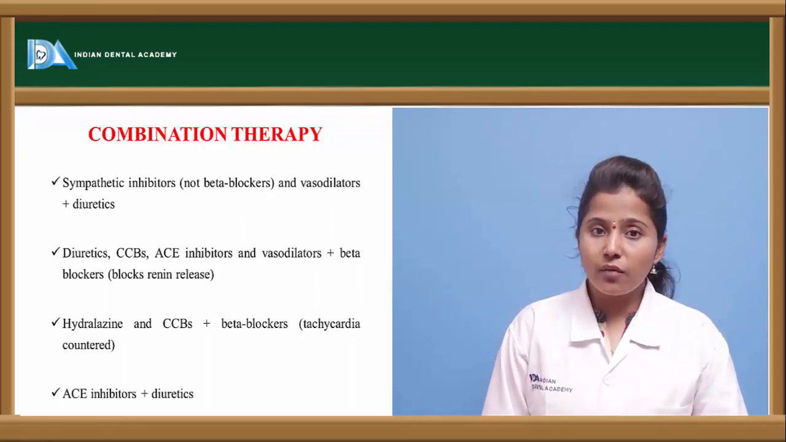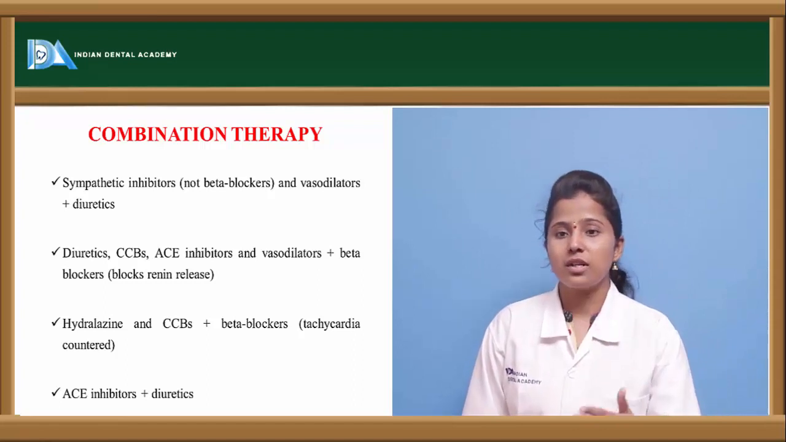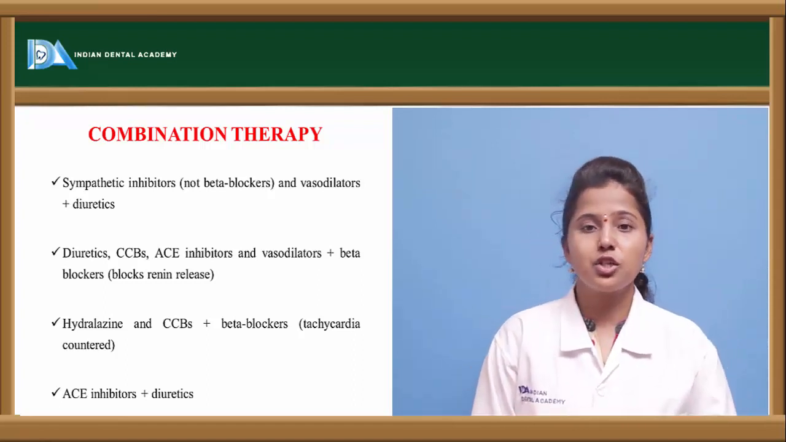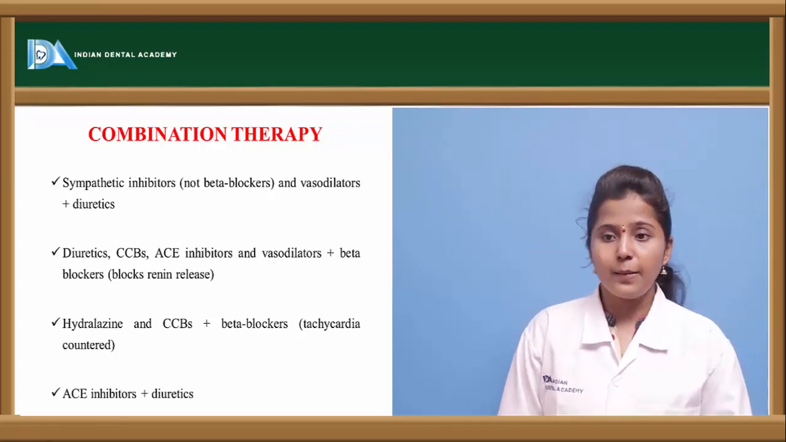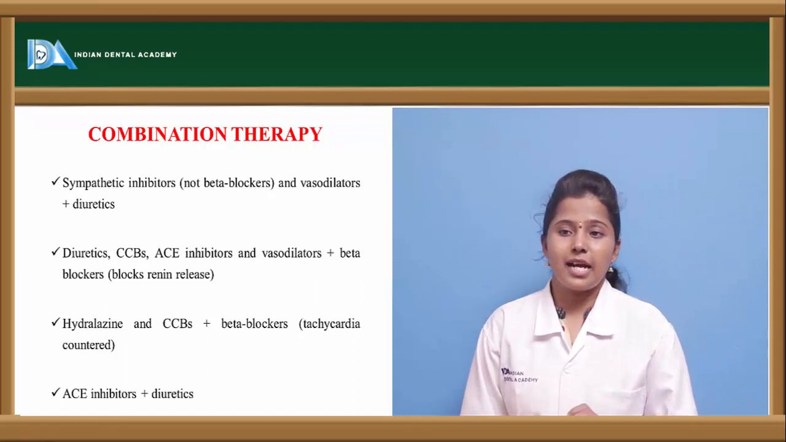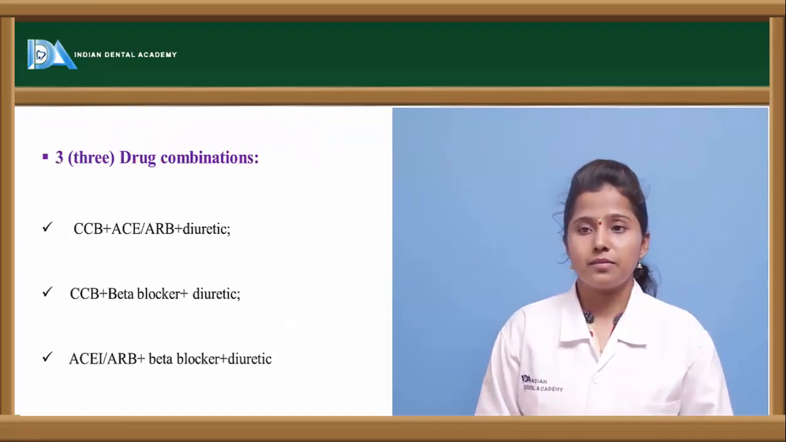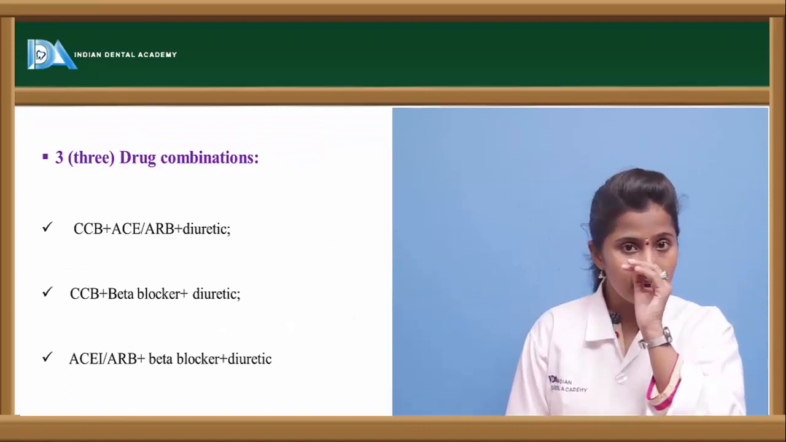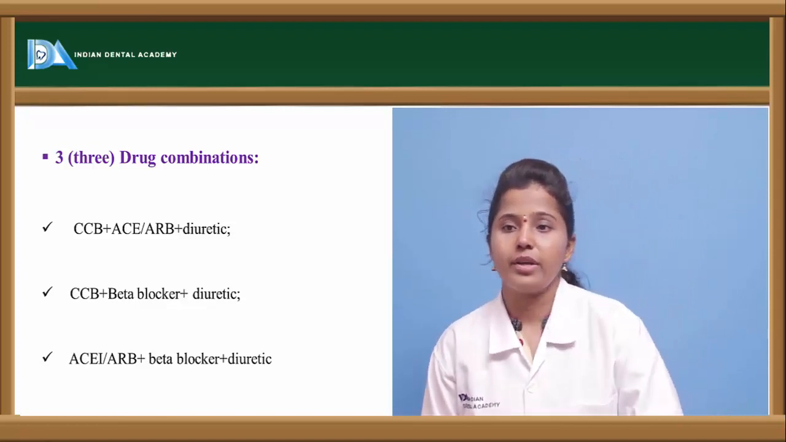In the first case of diuretics plus beta blocking agents, it blocks the renin release. But hydralazine, when combined with beta blocking agents, shows a decrease in the tachycardia effect. And ACE inhibitors, angiotensin converting enzyme inhibitors, can be combined with diuretics. Till now we saw 2 drug combinations. Now let us see the 3 drug combinations.